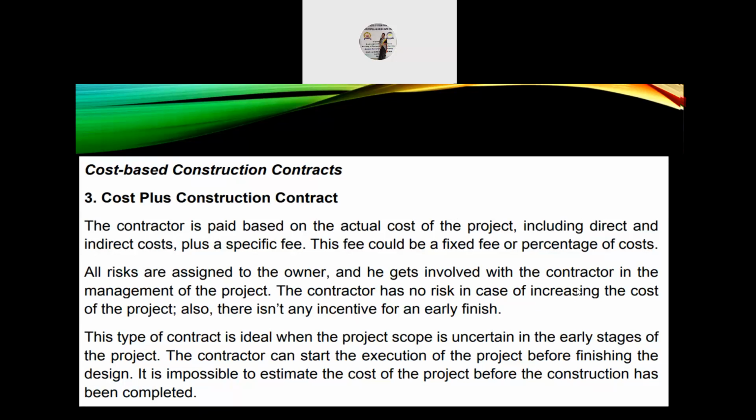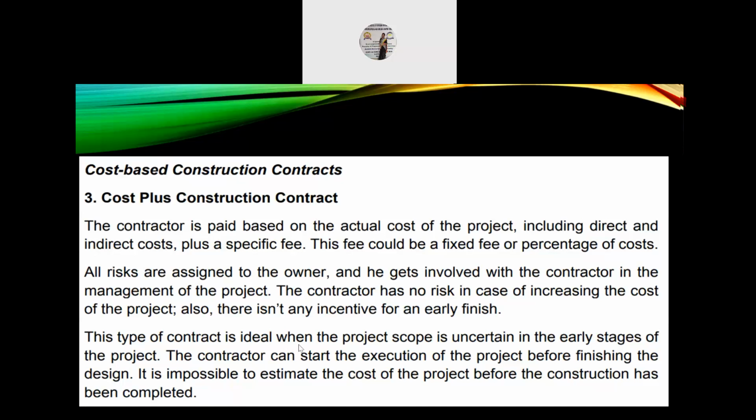The contractor is paid based on the actual cost of the project, including direct and indirect costs, plus a specific fee. This fee could be a fixed fee or a percentage of cost. All risks are assigned to the owner, and he gets involved with the contractor in the management of the project. The contractor has no risk in case of increasing the cost of the project also. There isn't any incentive for any early finish.